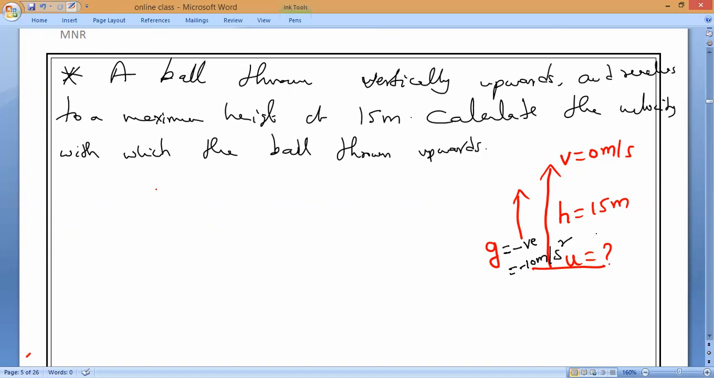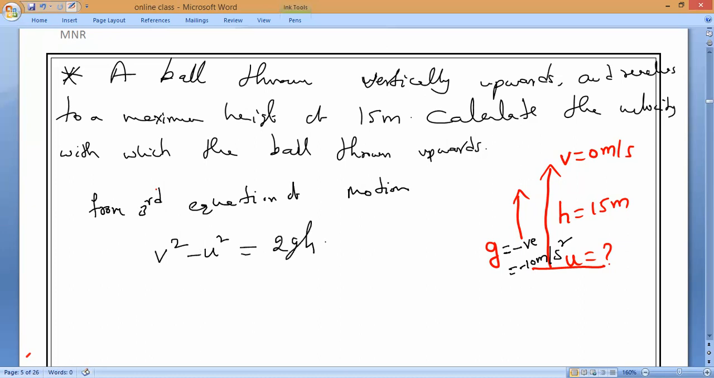Okay, now you tell me. Again we want to find velocity. With velocity and position, which equation? The third equation of motion. What is the third equation of motion? v squared minus u squared equals 2gh. Now the final velocity is 0, and the initial velocity we have to find. So minus u squared equals 2 into g, which is minus 10, into h, which is 15.